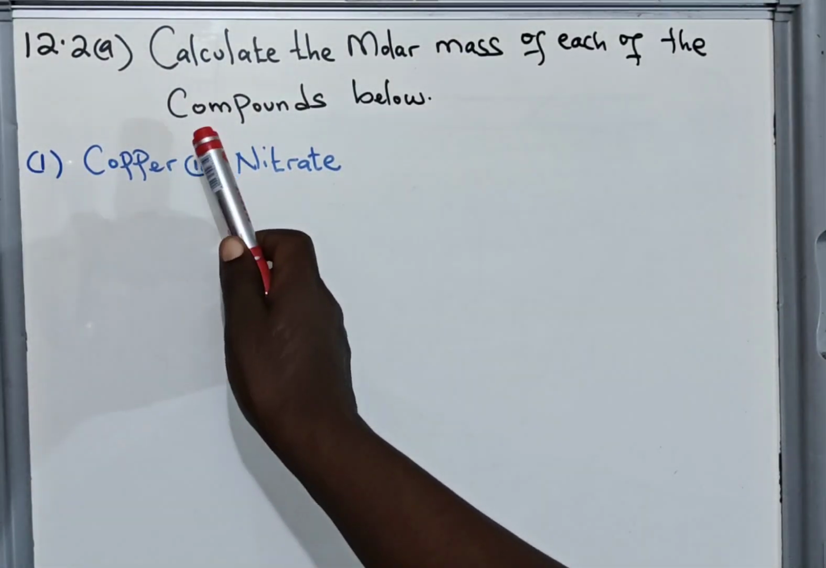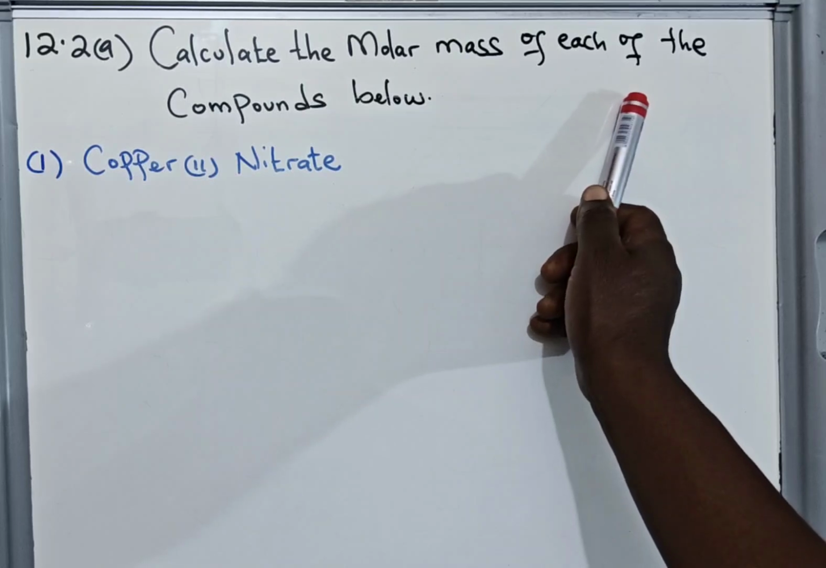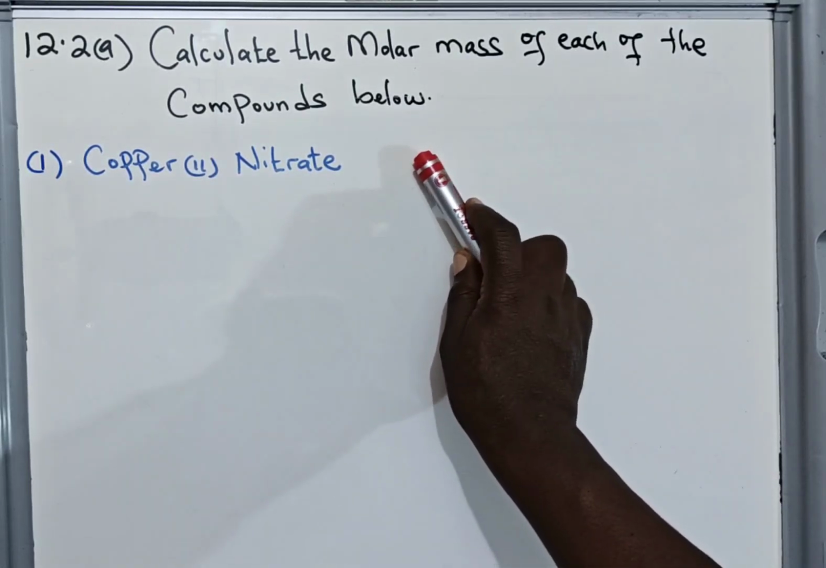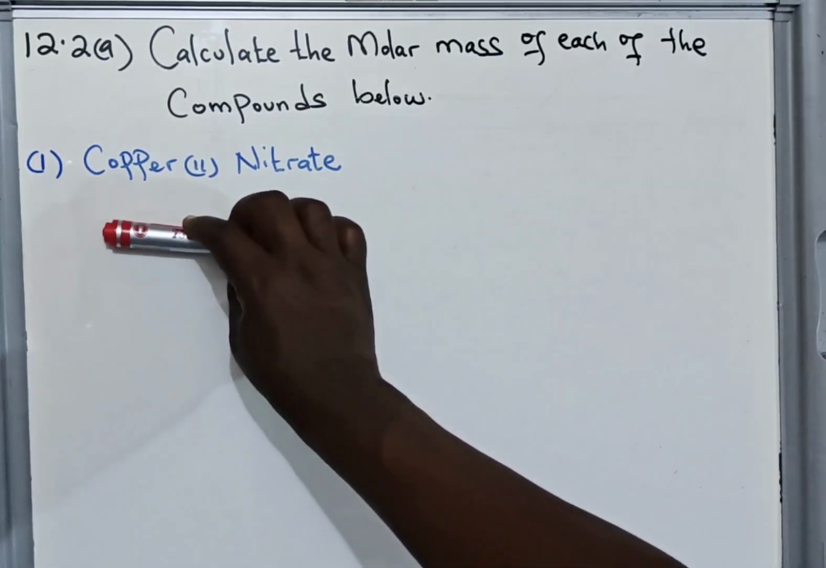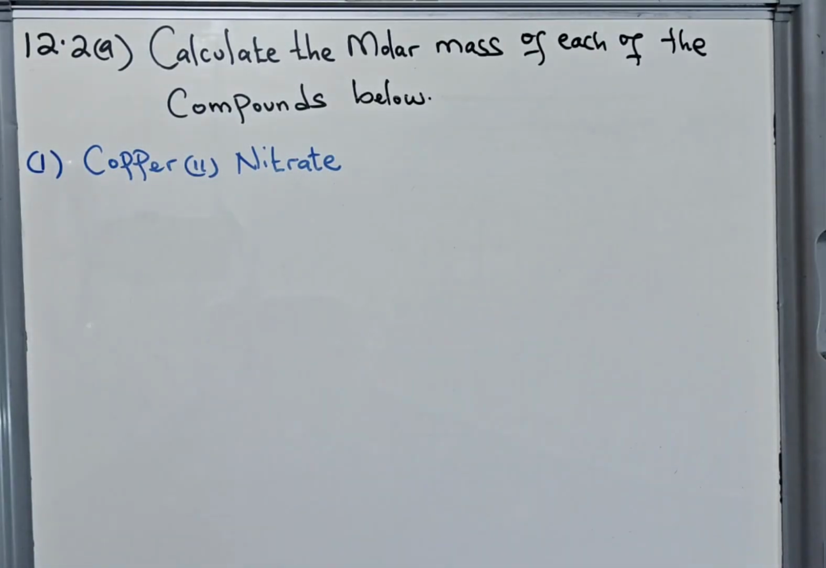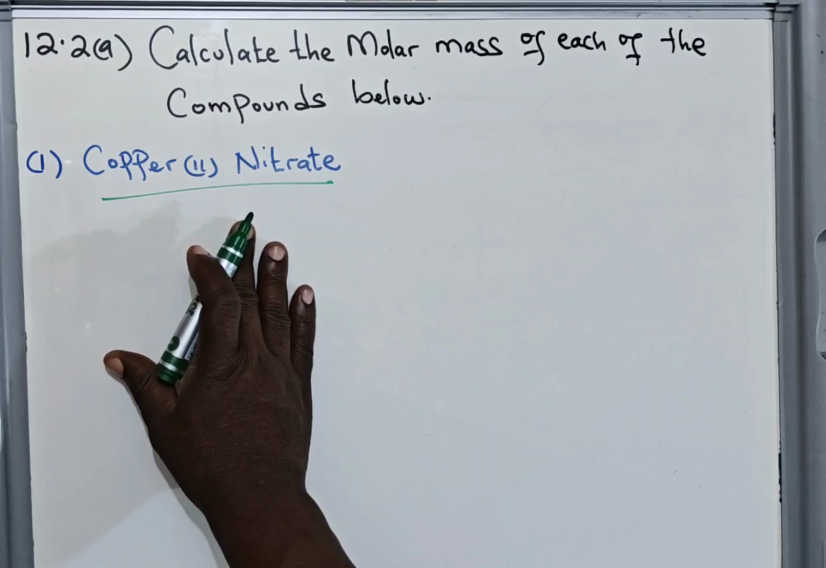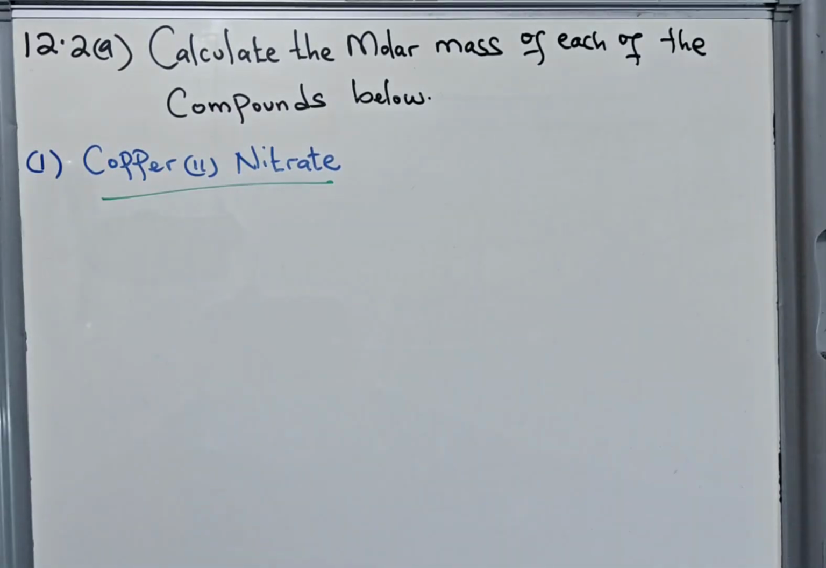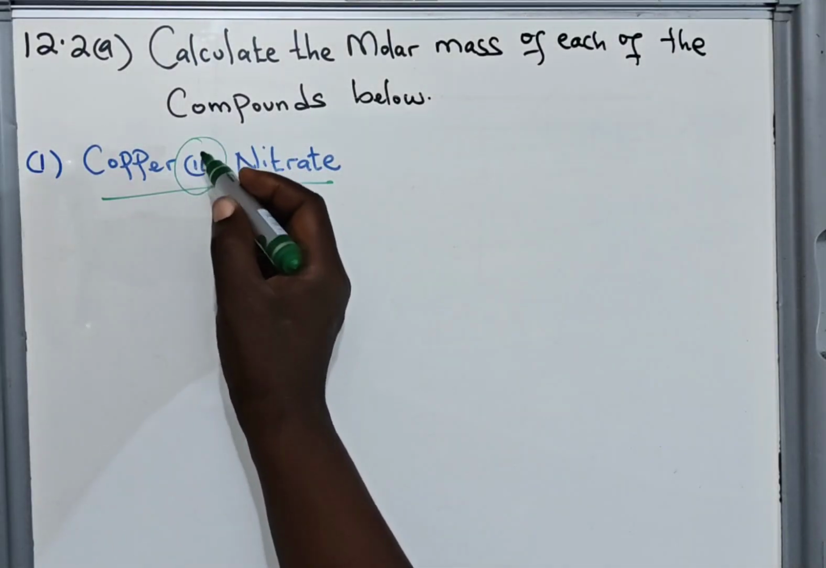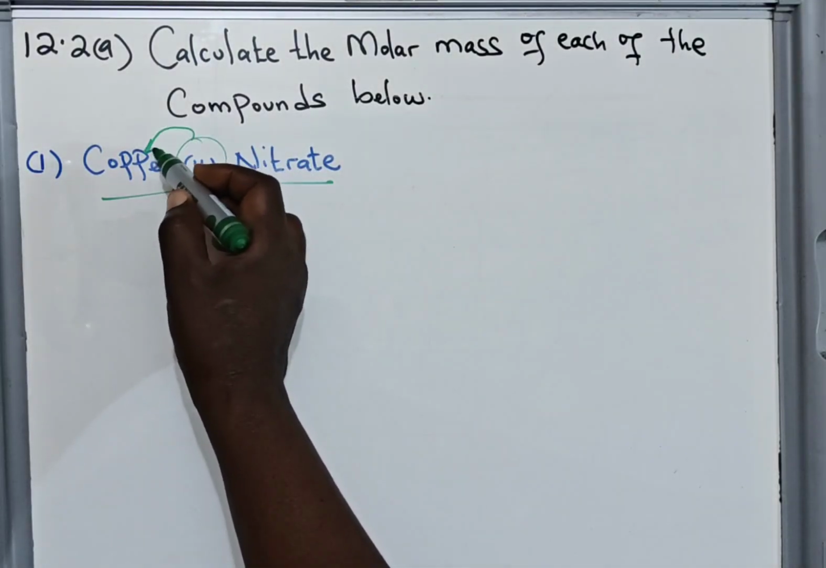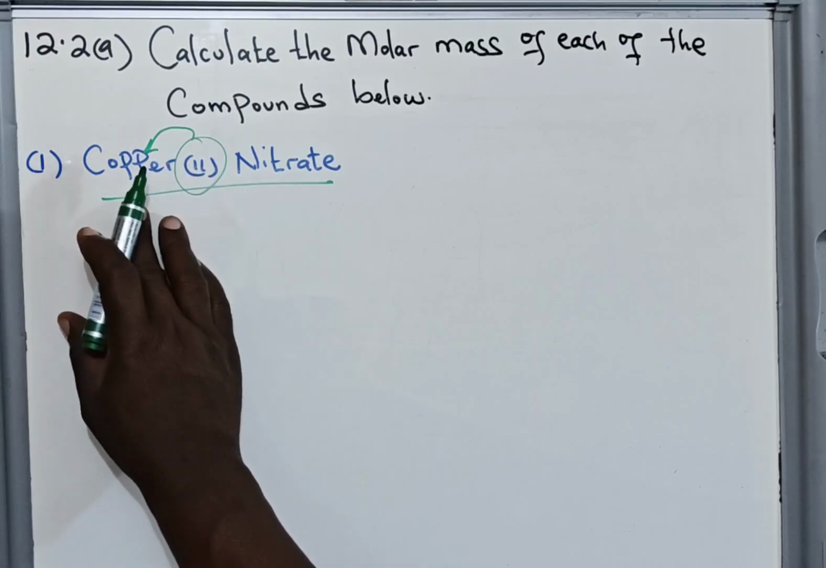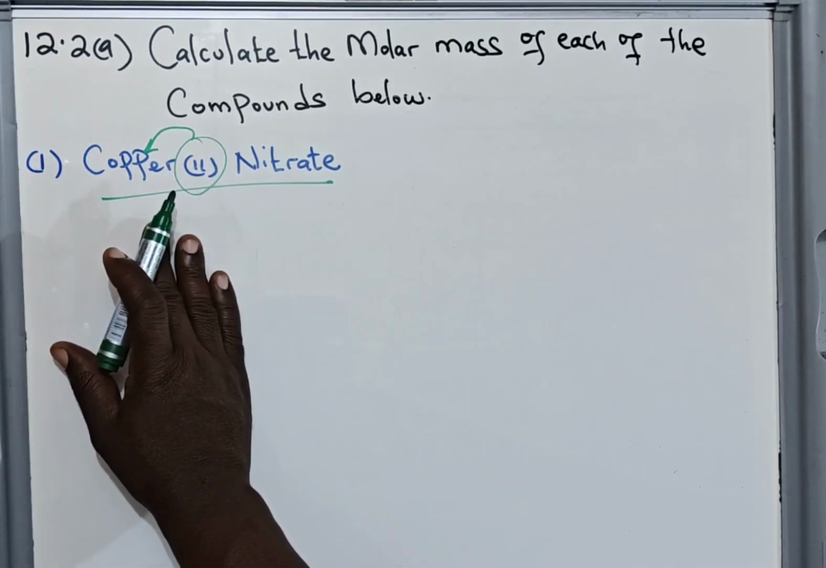Today we are looking at this question. It says calculate the molar mass of each of the compounds below. The first compound is copper(II) nitrate. How do we deal with this? The first aspect is to have the molecular formula of this compound. It's copper(II) nitrate. You need to know that when you have 2 here, it implies that the combining power, or the valence, of copper in this compound is 2.